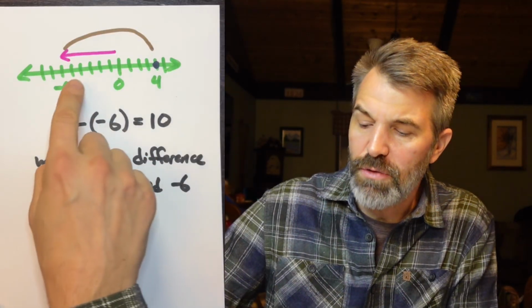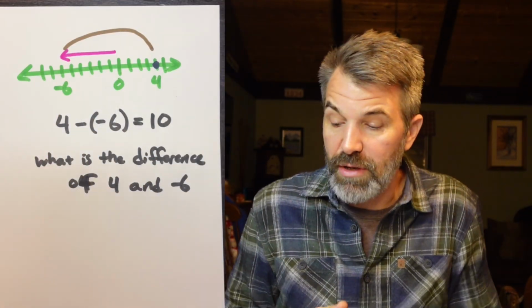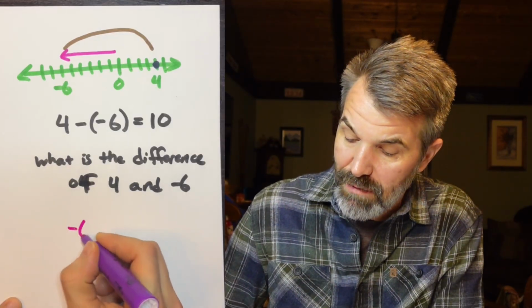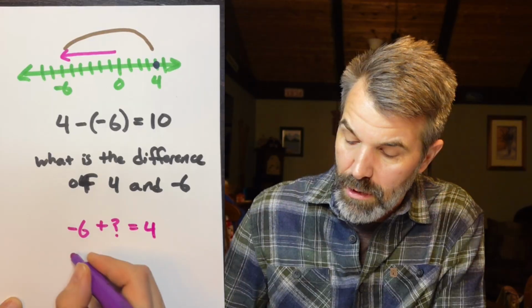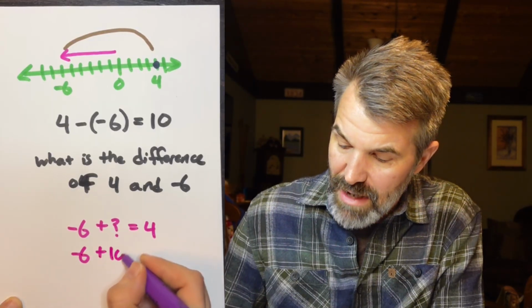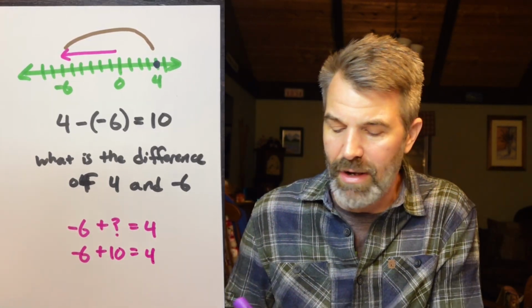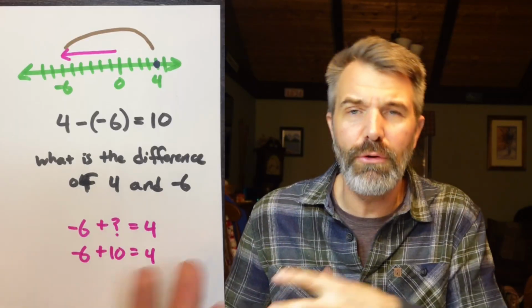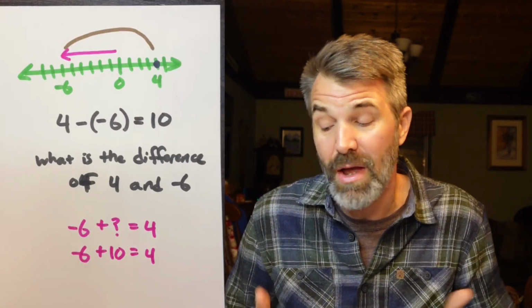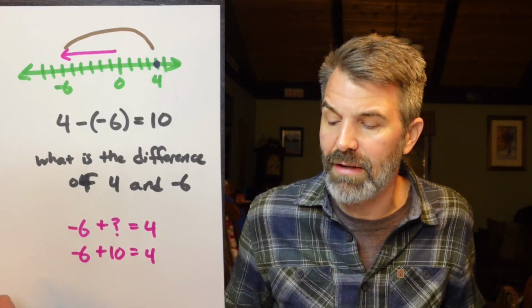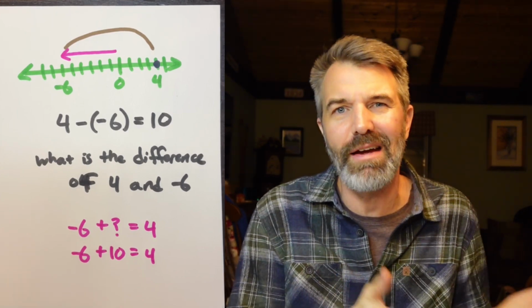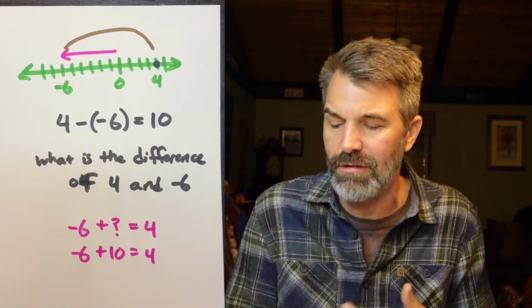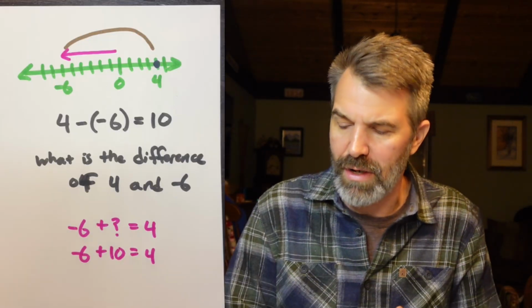So I could think of this the way that I initially wanted to, and I was thinking, hey, this is going to be negative 6 plus what number is 4? Negative 6 plus 10 is 4. I could think of it that way as an addition problem, but I could also think of it as a subtraction problem. And this idea of 4 take away negative 6 is really not just take away, but what's 4 minus negative 6? Another way of asking that question is, what is the difference of 4 and negative 6?